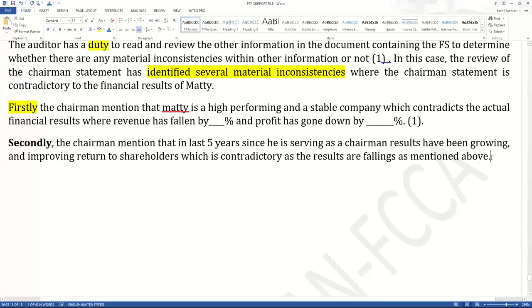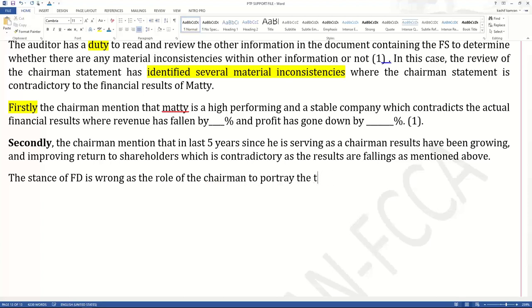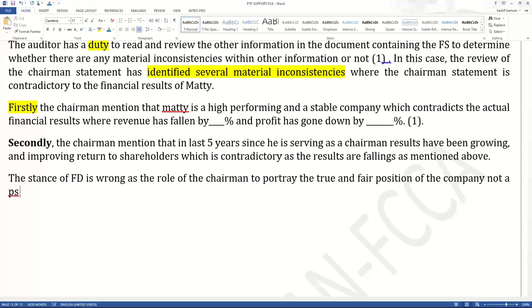Then you put the stance of the finance director is wrong, as the role of the chairman is to portray the true and fair position of the company, not a positive stance by telling misleading information to shareholders. See, you criticize, one mark, comment on the matter.